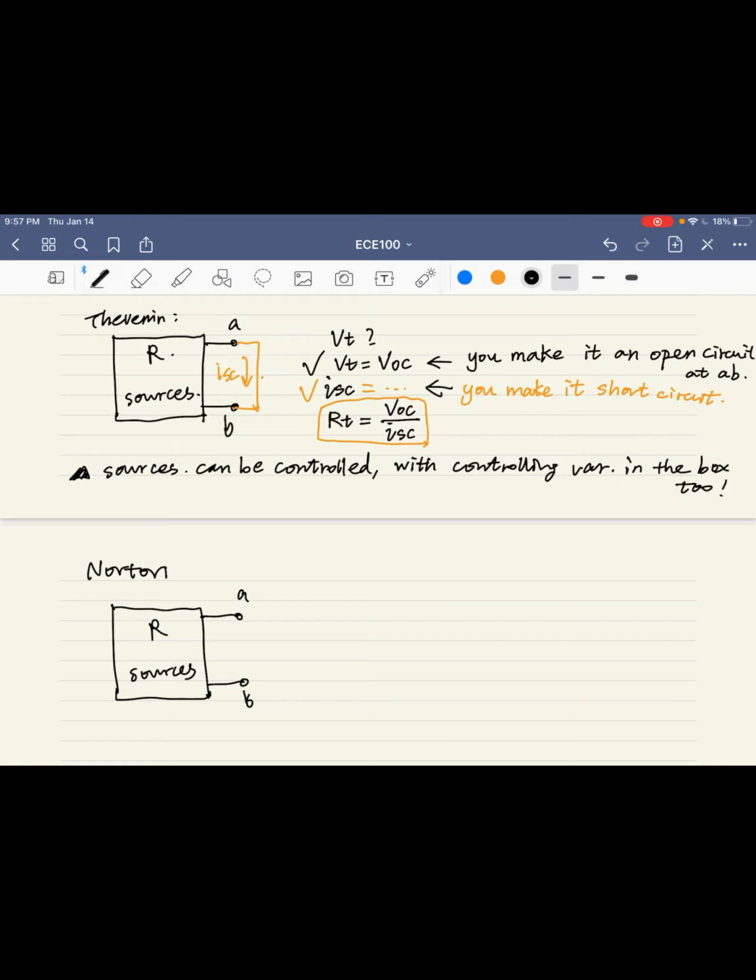And if there are no dependent sources, which means no controlled sources, you can apply an alternative way to figure out the equivalent resistance. That is to zero the sources in the box. And for time reasons, I will not explain it much in the discussion, but keep in mind, you have that option.